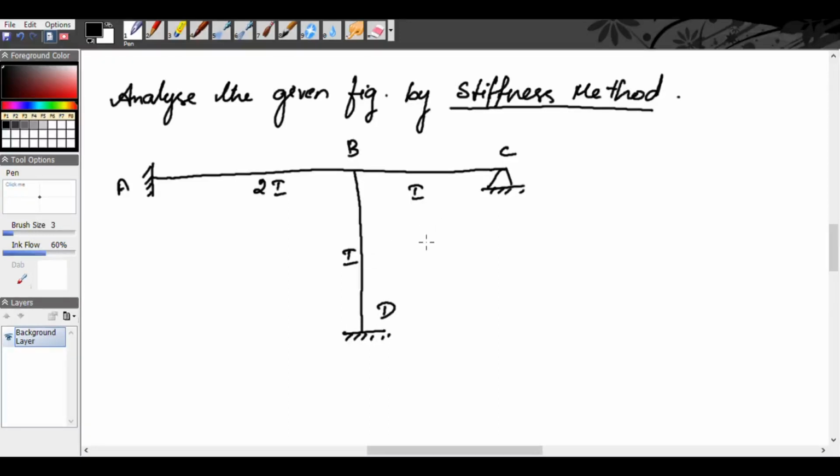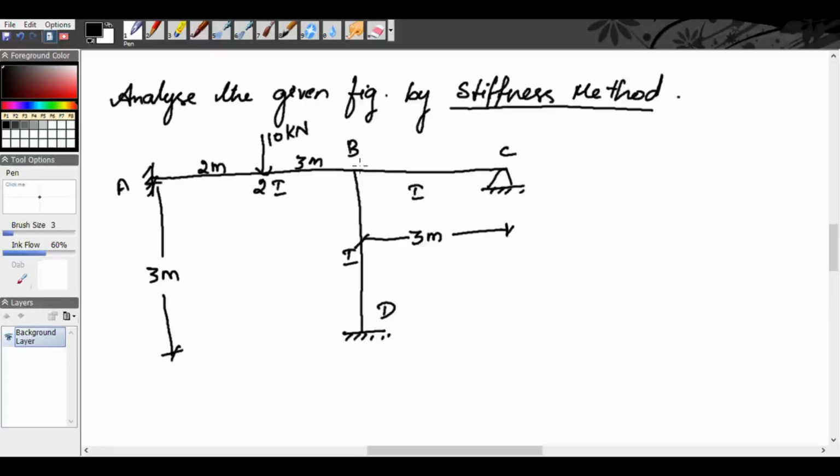The length of span BC is 3 meters. The length of span BD is 3 meters. The length of span AB is totally 5 meters. You have a 10 kilonewton load acting at an intermediate point in span AB. The distance of the 10 kilonewton load from A is 2 meters and from B is 3 meters, so the span length AB is 5 meters.